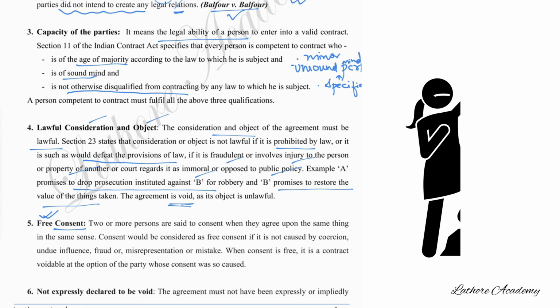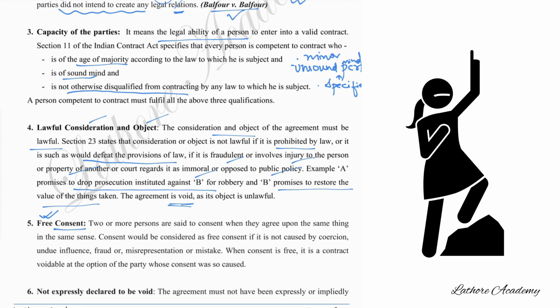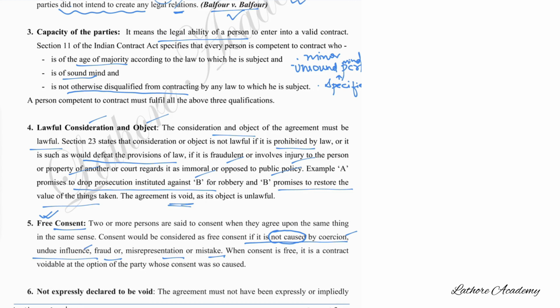The consent of the contracting parties is not only necessary, but the free consent is also necessary. So it means along with consent, there has to be a free consent, meaning it is not caused by coercion, undue influence, fraud, misrepresentation or mistake. If it is caused by these reasons, it is not a free consent. If these elements exist while entering into a contract, then it is void.